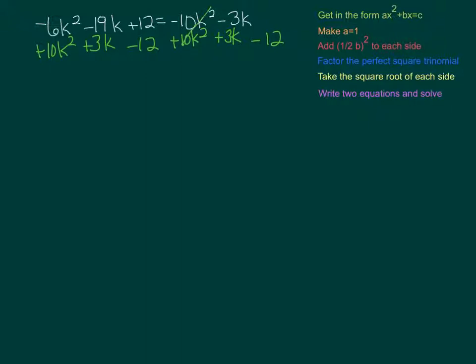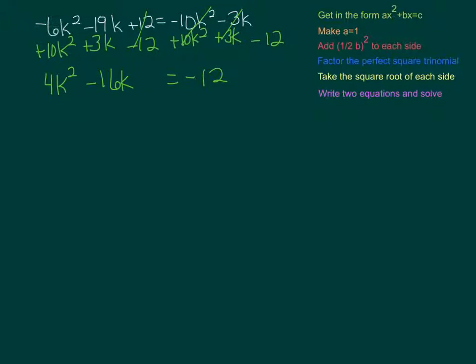So that will cancel these out, and the negative 6k squared plus 10k squared is 4k squared. Negative 19 plus 3 is minus 16. And then over here, I'm left with a negative 12. Notice again that I did leave a space there. Now my next step is to make a equal 1. Let me back up here and then put the k. There should be a k there.